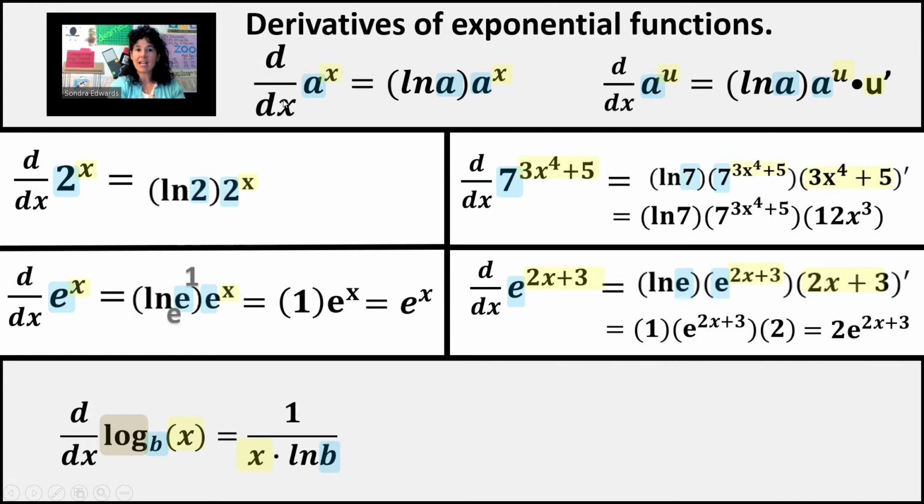So a base for exponential functions would be A up here. The base for a logarithm would be here, base B. But in both instances, the derivative, there's the natural log of the base involved.